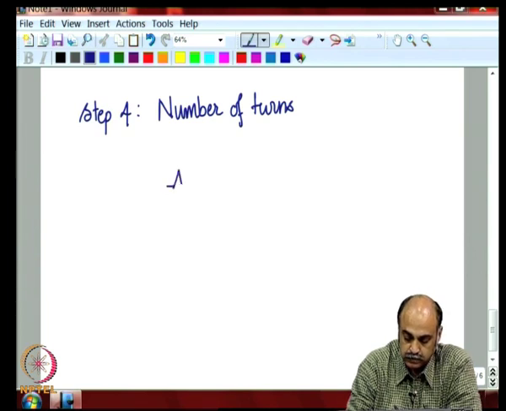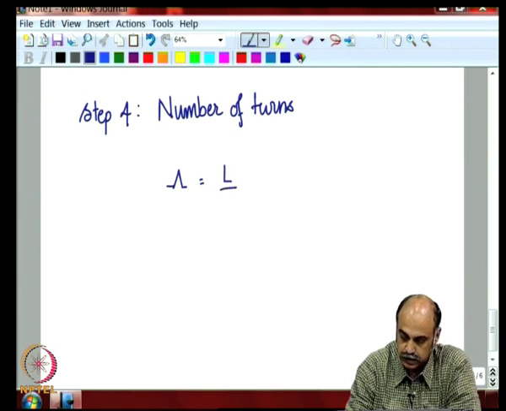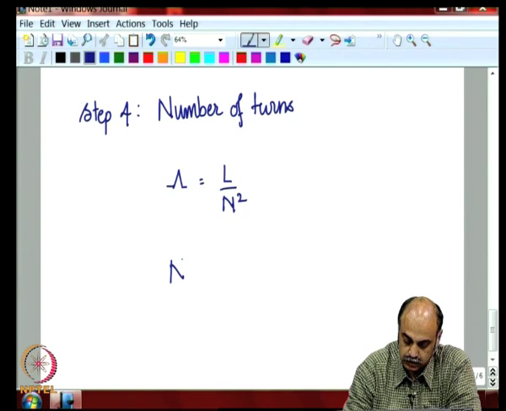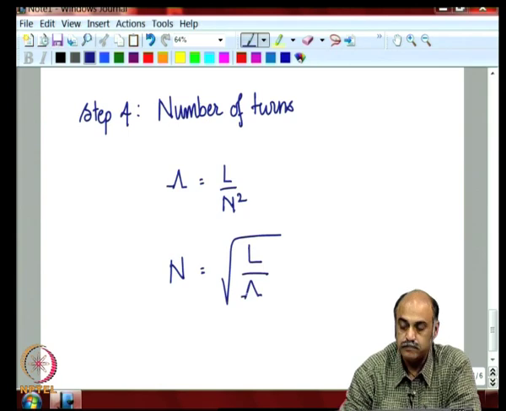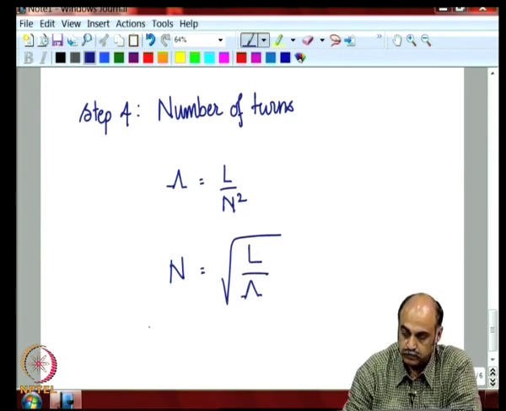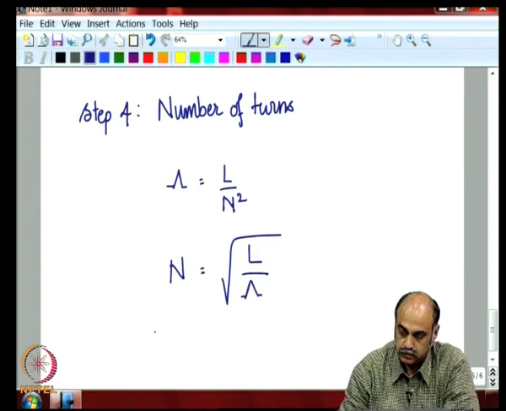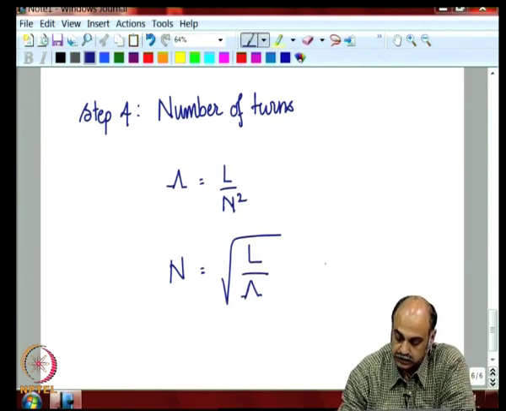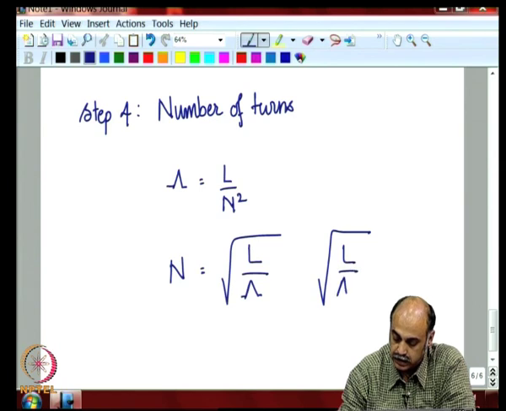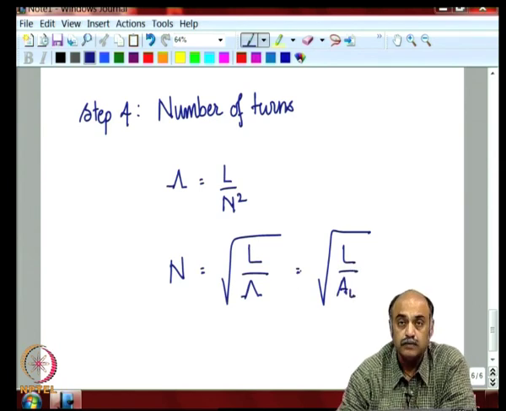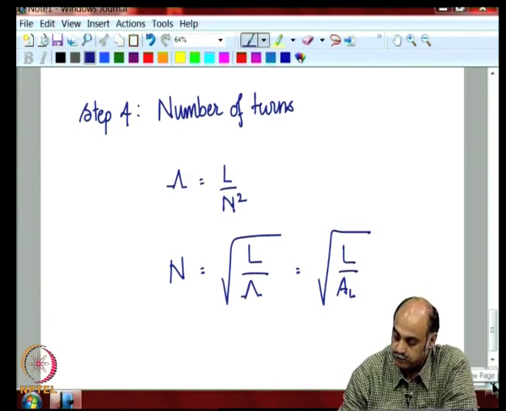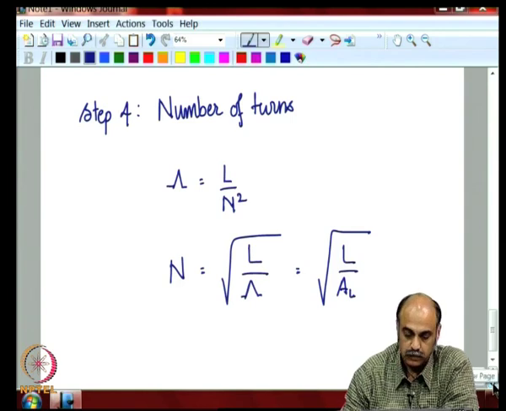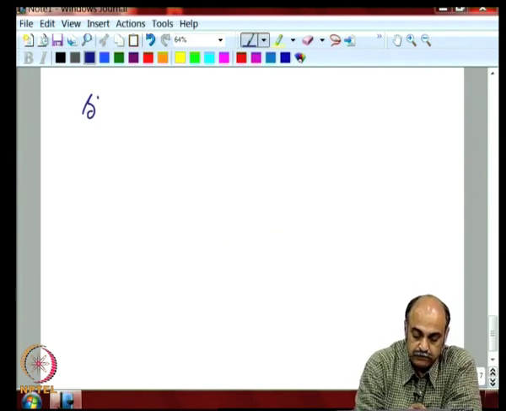So, the permeance is nothing but L by N square, or N is nothing but root of L by permeance. And if the AL factor is given, it is root of L by AL. And in this way you calculate the number of turns. Then step 5.